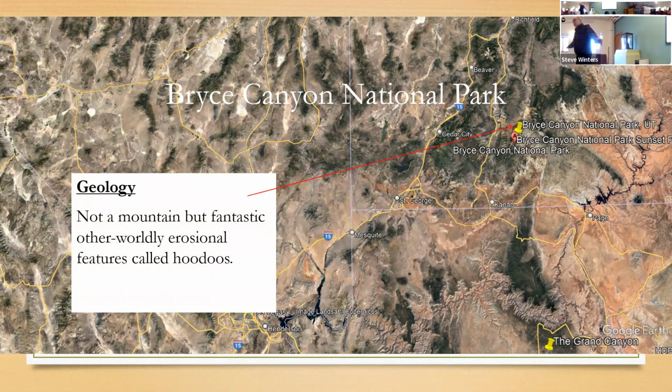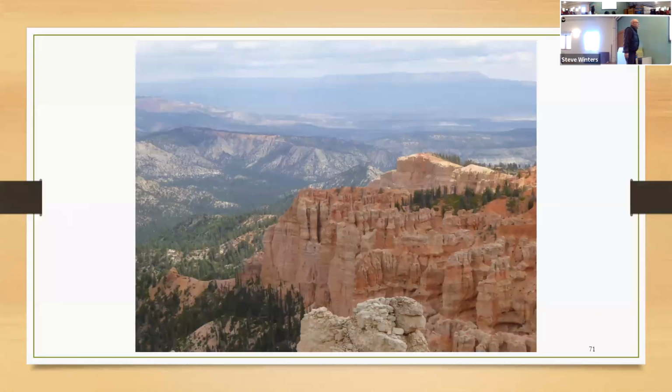There's no place else in the world that looks quite like Bryce. It's fantastic. You've probably seen it, right? Maybe you've been there. You've been there? I haven't been there. It's just weird, utterly weird. They're called hoodoos.